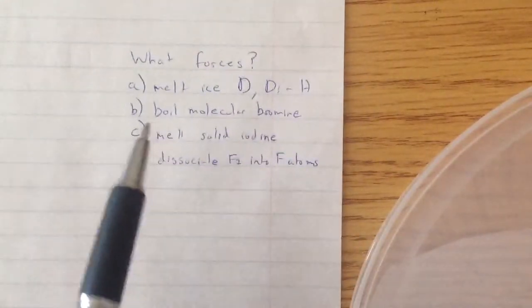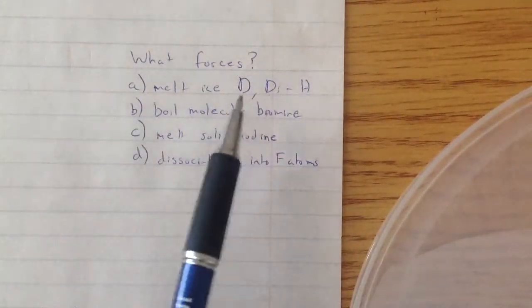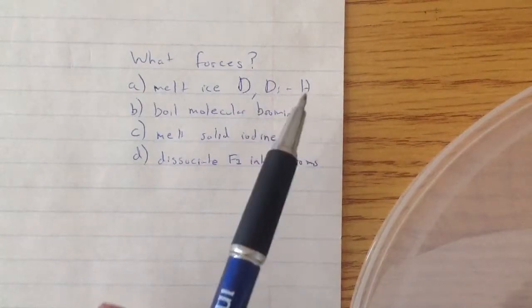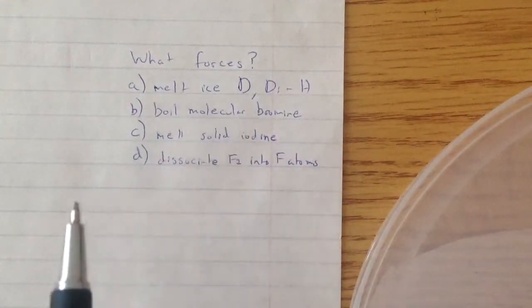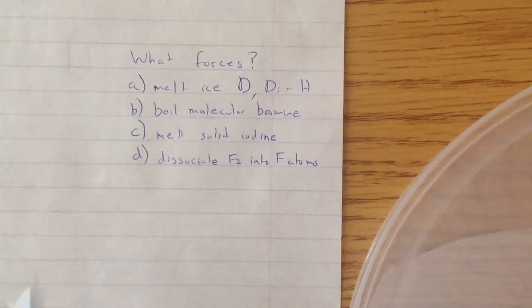So when we melt ice, we need to overcome dispersion forces and hydrogen bonds because we're changing it from the solid state to the liquid.